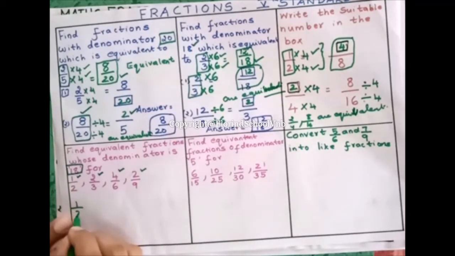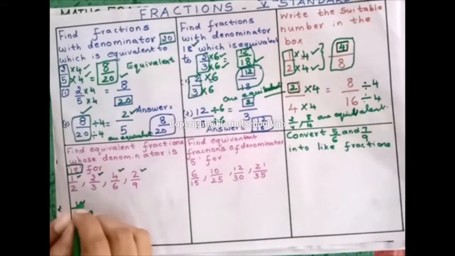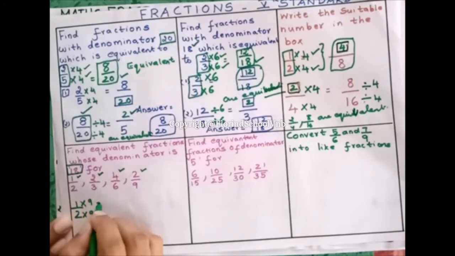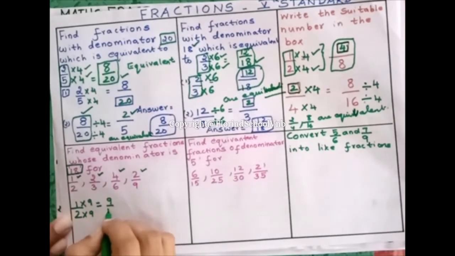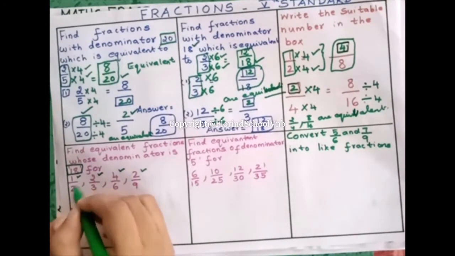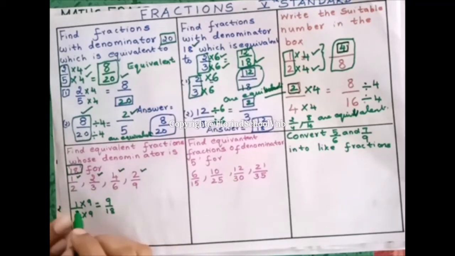Now, 1 by 2. When does 18 come in 2 table? 2 nines are 18. 1 nines are 9. So 9 by 18. So the denominator has become 18 now.